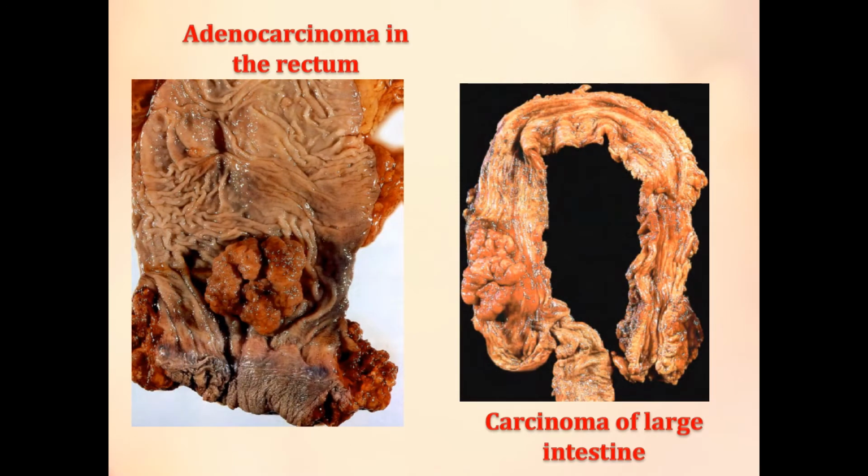You see here in this slide the malignant tumors, both of them malignant tumors, adenocarcinoma in the rectum and carcinoma in the large intestine. As we noted previously, the malignant tumors of the epithelial tissue are called carcinoma. And here in this slide you see the adenocarcinoma developed in rectum. And the next is the carcinoma of the large intestine, both of the malignant tumors.